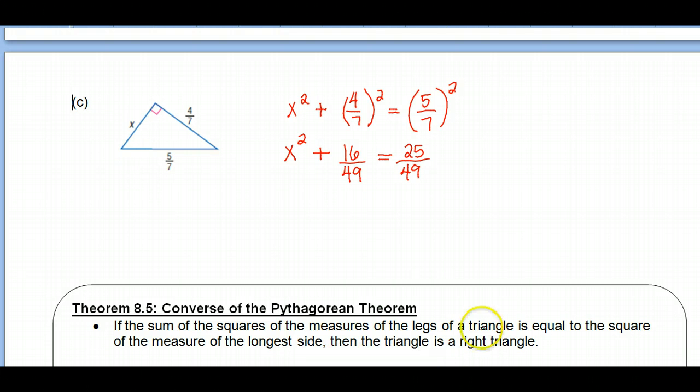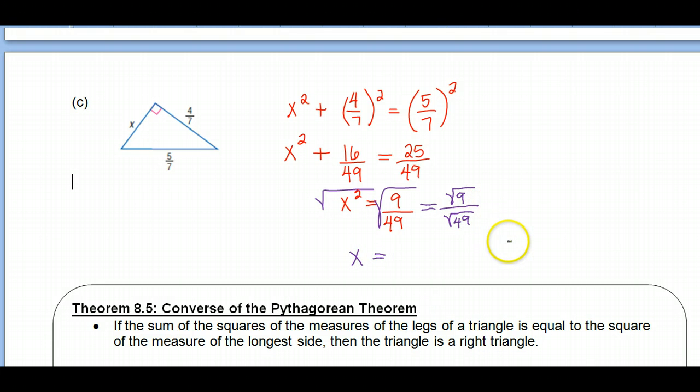So when we subtract, they already have a common denominator, which is nice. So subtracting, we get 9 over 49. And we talked about when you take the square root of a fraction, you take the square root of the numerator and the denominator, which works out because they're both perfect squares, so you get 3 over 7.